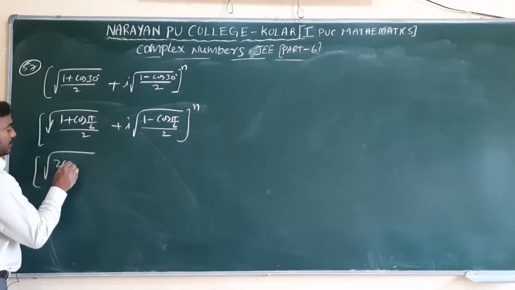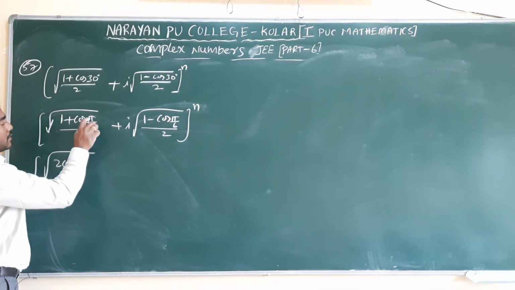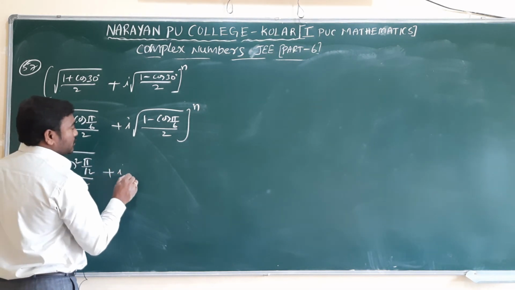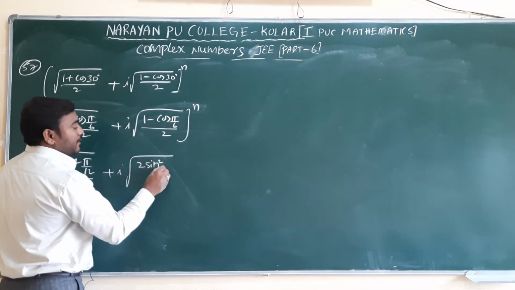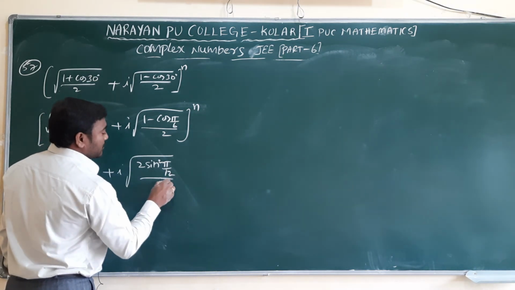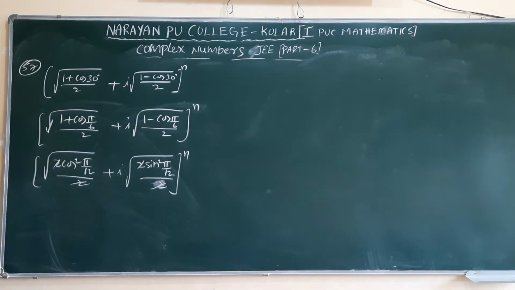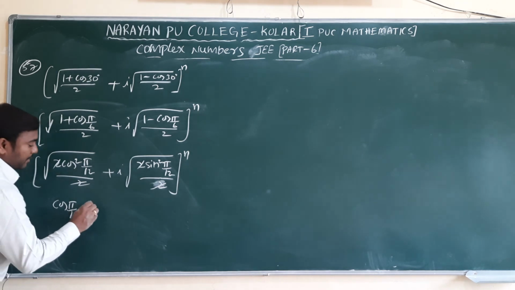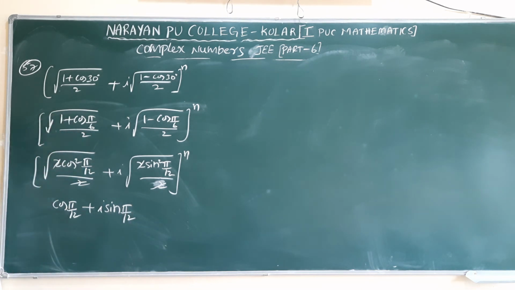Here 2 cos square theta, so we have theta by 2. So pi by 12 divided by 2, plus i into square root of 2 sin square pi by 12 by 2, whole power n. Here 2 gets cancelled. Remaining square root of cos square pi by 12, directly cos pi by 12 plus i sin pi by 12.